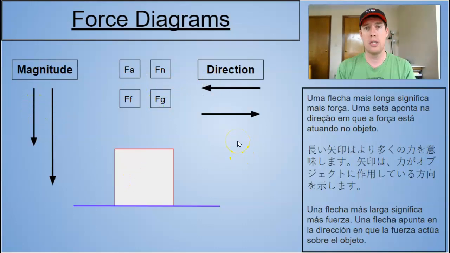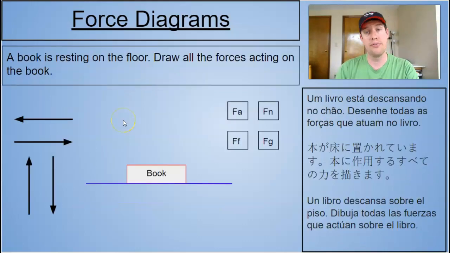So the direction that the arrows are pointing shows us which way these forces are acting on an object. So let's try a scenario. Here's the first. A book is resting on the floor. Draw all the forces acting on the book. Okay? So our force diagrams are going to be focused on one object. So that makes things a little simpler.